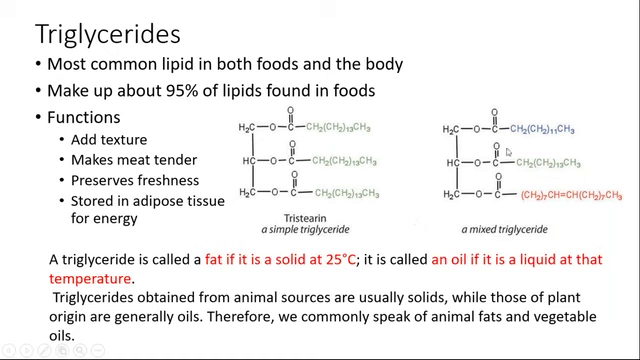If the triglyceride is a solid at room temperature, then it is called a fat, whereas if it is a liquid at room temperature, it is known as an oil. And we will see later why they are solids and why they are liquids. Generally, the triglycerides which are obtained from animal sources are solids, whereas the triglycerides that are obtained from plant sources are oils. So we generally speak of animal fat and plant oils.